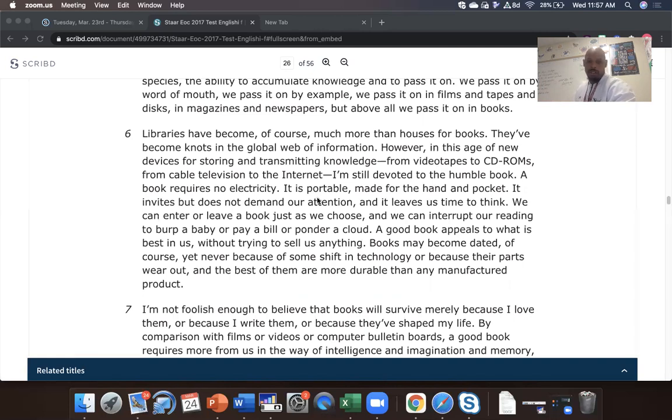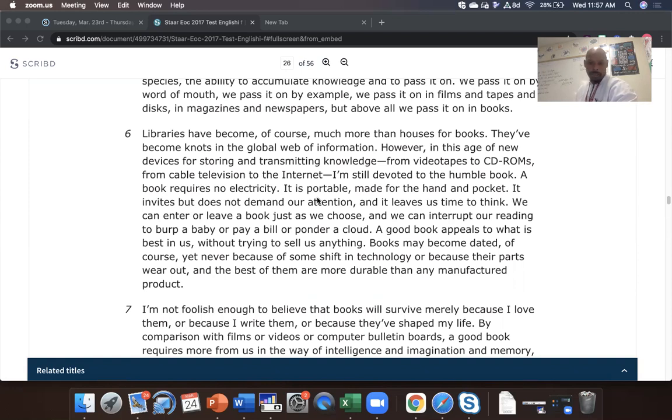A book requires no electricity. It is portable, made for the hand and pocket. It invites, but does not demand our attention. And it leaves us time to think. We can enter or leave a book just as we choose. And we can interrupt our reading to burp a baby, or pay a bill, or ponder a cloud.